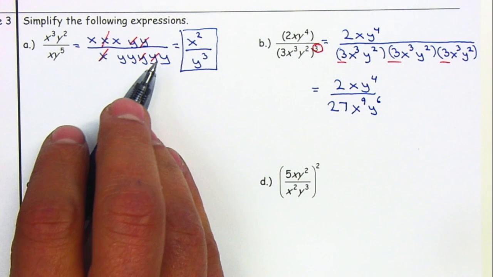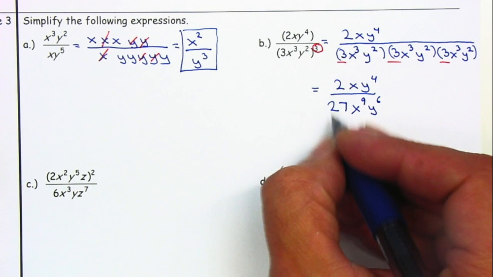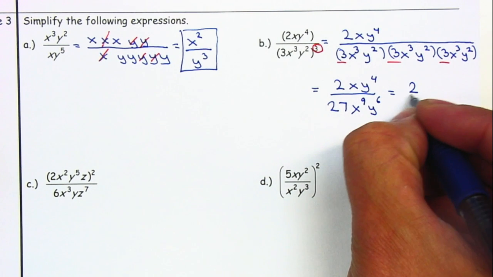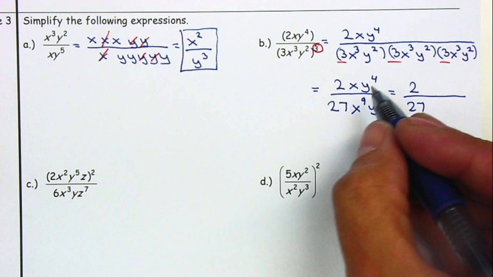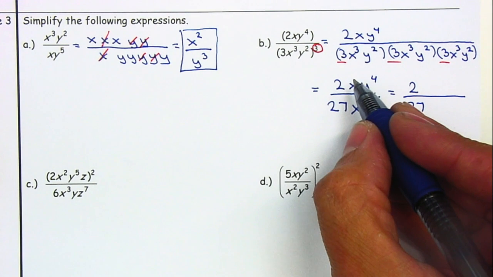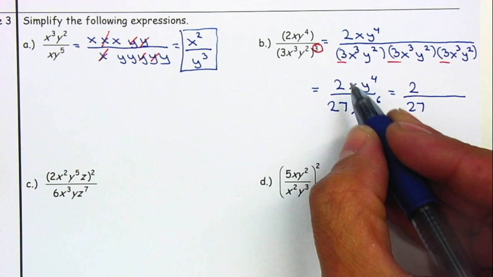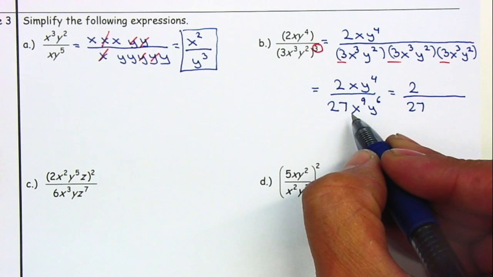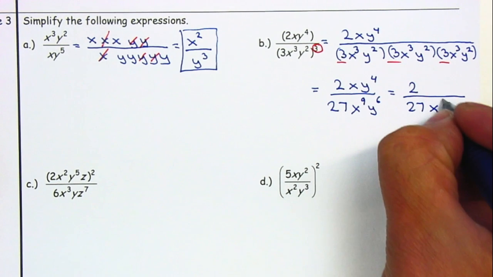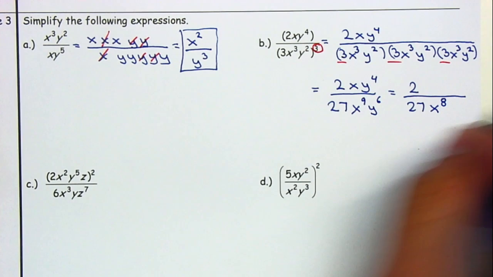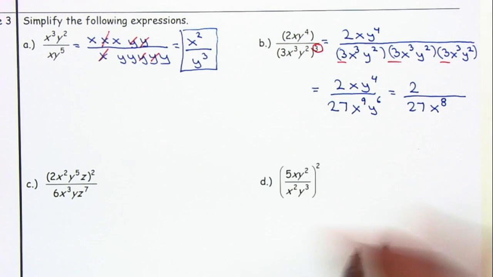Now I can simplify what I did over here. Can I reduce 2 and 27? No. So we just have 2 over 27. How many x's are on top? 1. How many x's on the bottom? 9. How many cancel? One of them is going to cancel. How many x's am I going to have left? 8 on the bottom. If you want, you can expand it, but from here we don't have to.